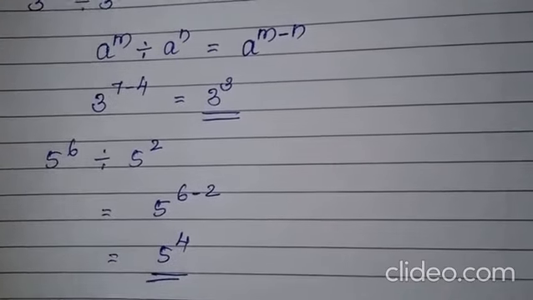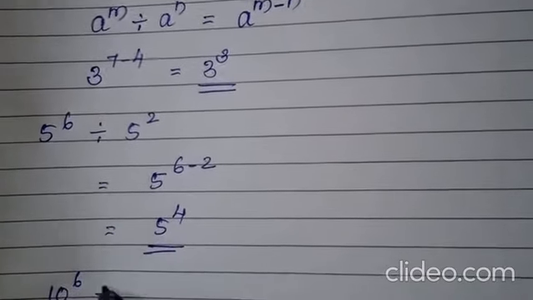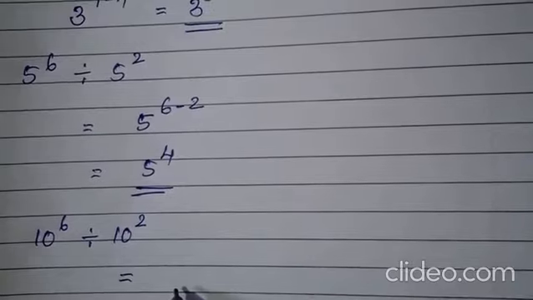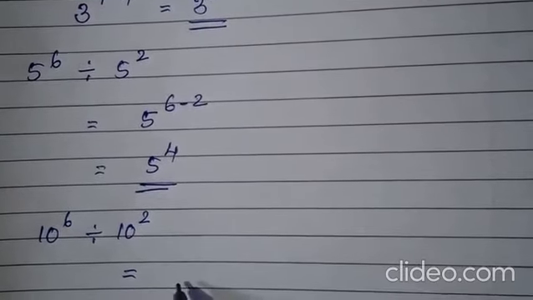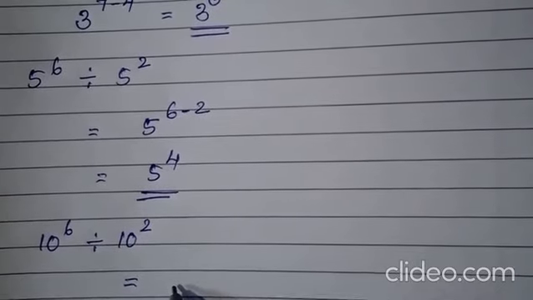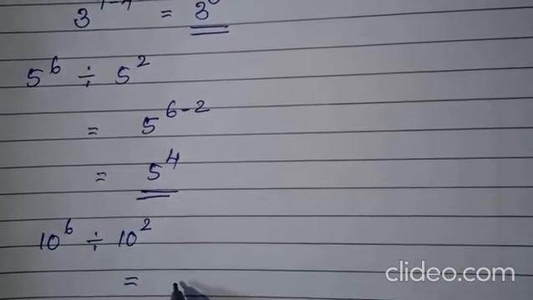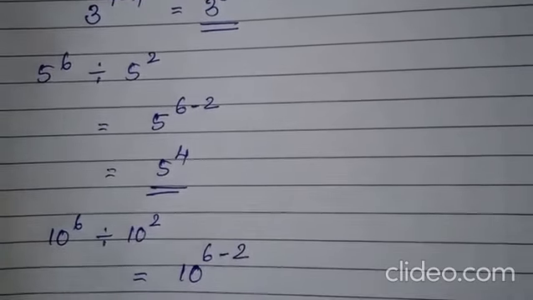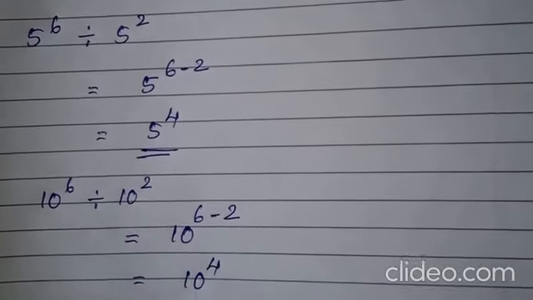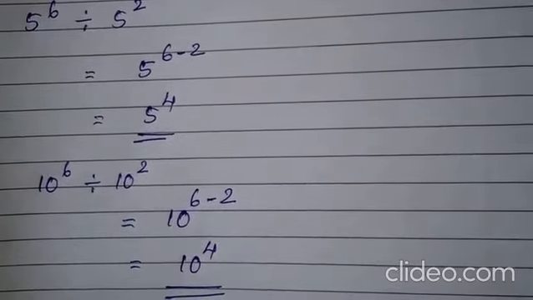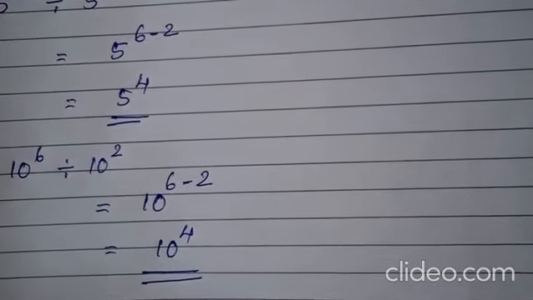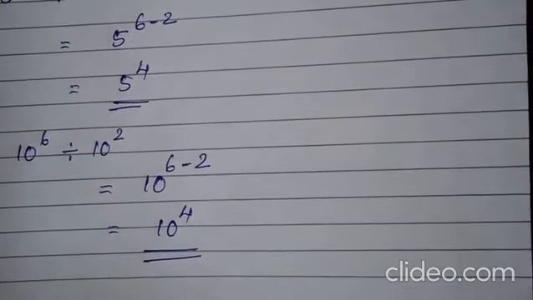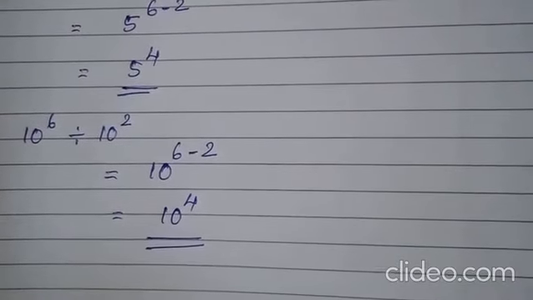And another example is 10 raised to 6 divided by 10 raised to 2. So the bases are the same and the exponents are different in division. So what will we do? a raised to m divided by a raised to n is equal to a raised to m minus n. So 10 raised to 6 minus 2. So the answer is 10 raised to 4. Understood? So we studied these two laws and applied them to division and multiplication. Understood?